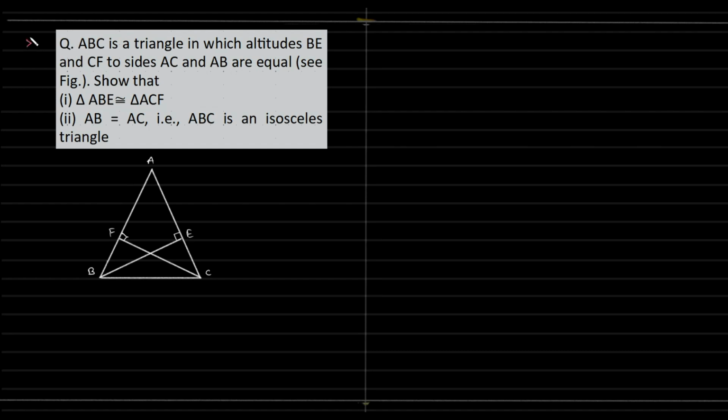Triangle ABC in which altitudes BE and CF to sides AC and AB are equal. Show that triangle ABE is congruent to triangle ACF, and AB is equal to AC, and thus ABC is an isosceles triangle.